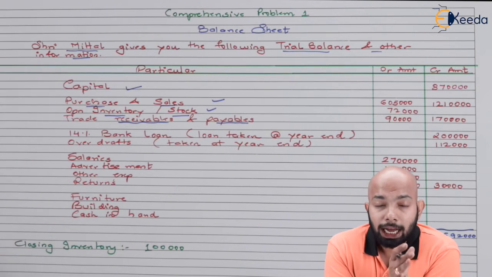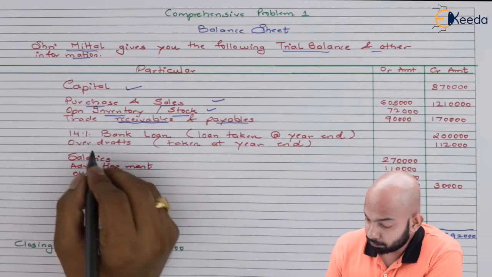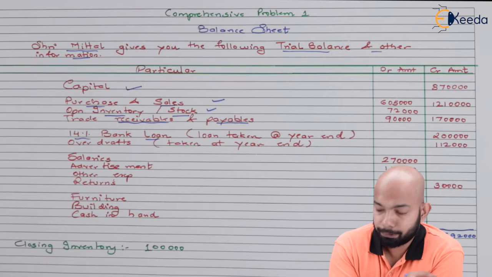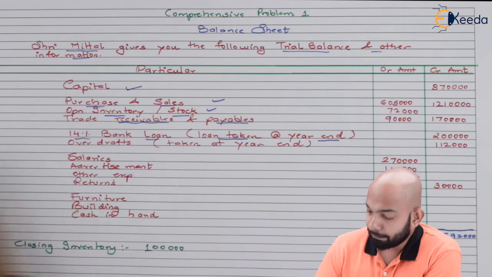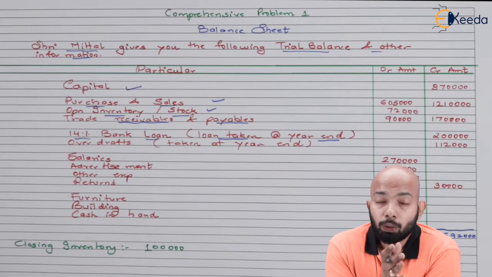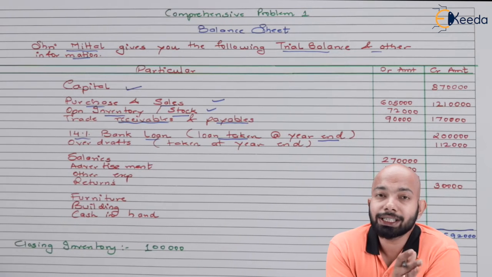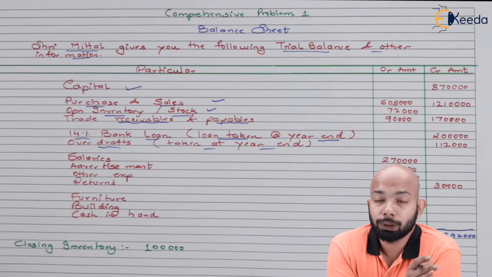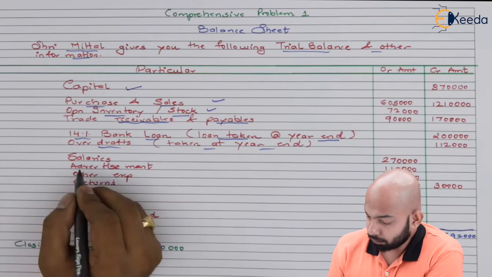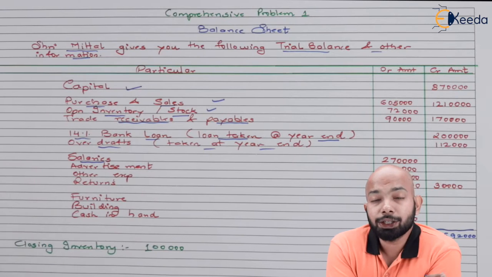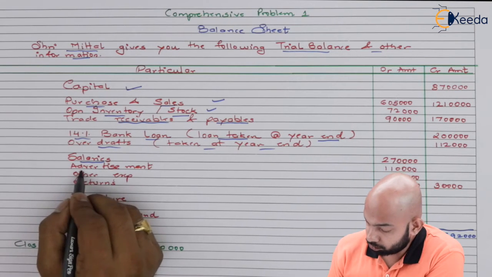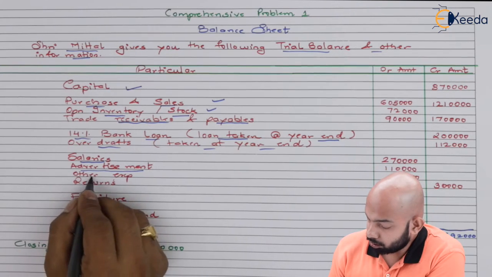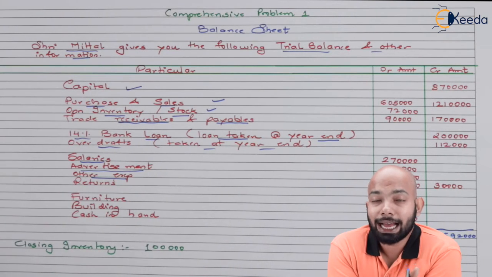14% bank loan has been mentioned as 2 lakh rupees. It has been also mentioned that the loan was taken at the year end. Overdraft has been mentioned, whereby a note has been also stated that it was taken at year end here. Amount is 1,12,000, which has been mentioned. Salaries has been mentioned as 2,70,000. Advertisement expense as 1,10,000. Other expenses as 60,000.